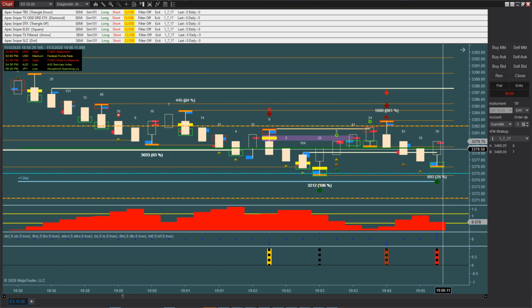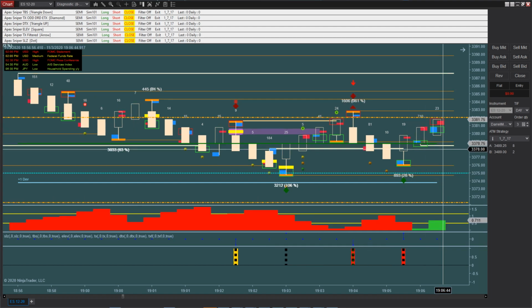What about here? We're at the bottom of the range. Going up, taking profit pretty much at the dynamic magnet. Coming off of the wall. So we take it, and we win. All right?